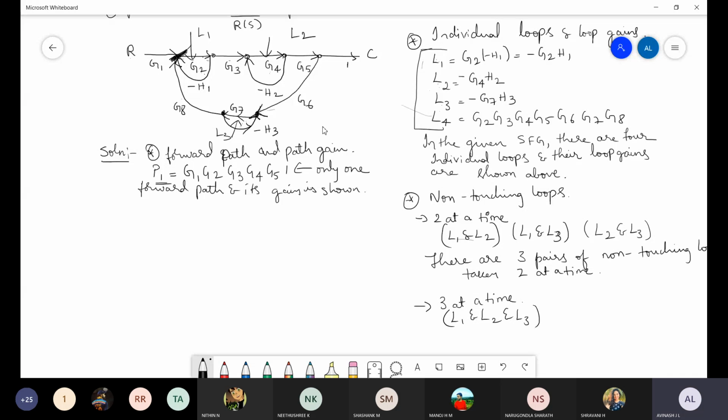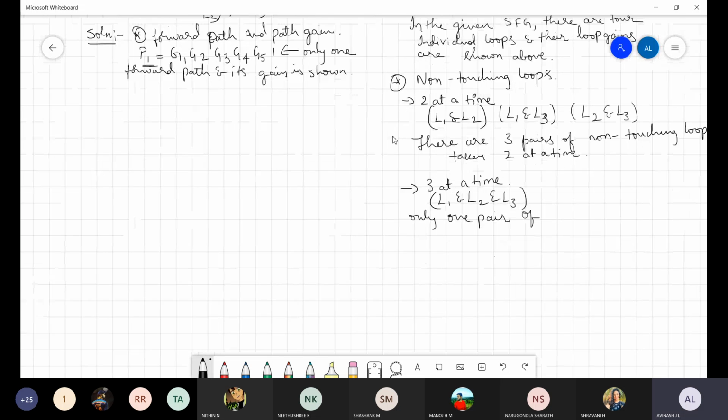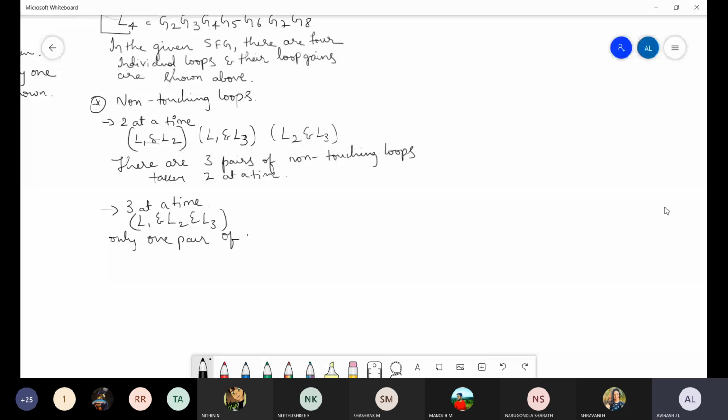Non-touching loops taken three at a time. Is it clear? L4 is touching all, so we cannot consider it. So you can write only one pair of non-touching loops taken three at a time.